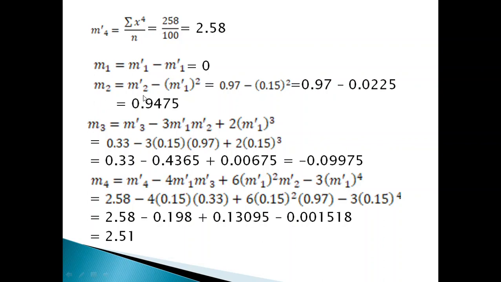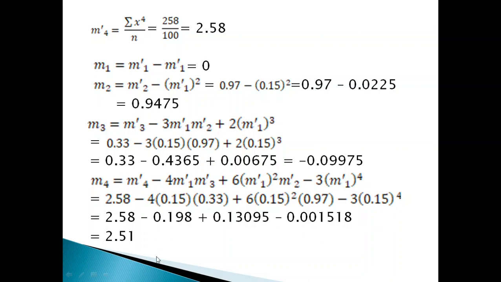For the second moment, as I have put all the values here, finally I get the value 0.9475. For the third mean moment, the final value is minus 0.09975, and for the fourth moment the final value is 2.51. So when you properly put the values in the formula, and solve the question step by step, you get these answers.